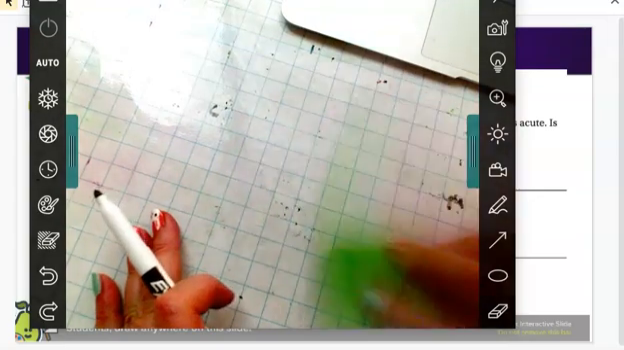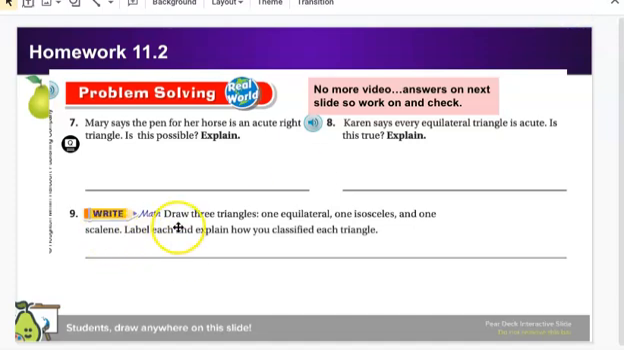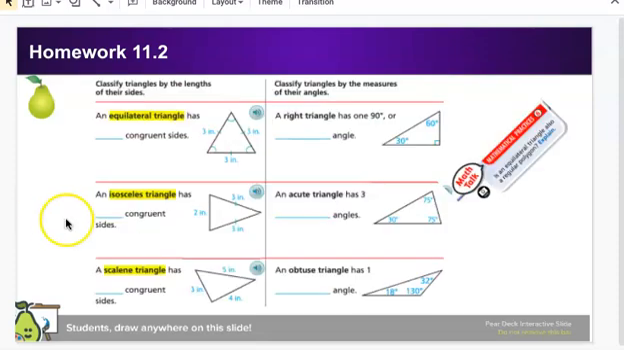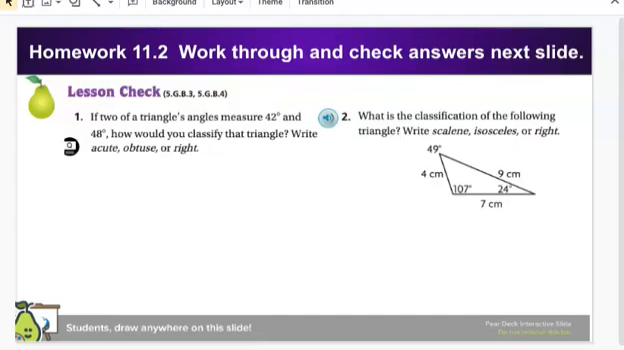All right, so remember, every triangle, if you add up all the angles, measures 180. So it says draw 3 triangles, 1 equilateral, 1 isosceles, and 1 scalene. Draw and label and explain. So I'd love to see these. Take the time, and if you need to go back to look at your cheat sheet of what they are, absolutely go for it. Go ahead, pause the video, get this done.